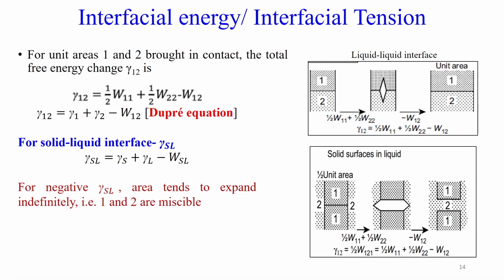So, if we say the surface energy of water is 72, it means the surface or interfacial energy of water with air is 72 millijoule per meter square. But here we are going to consider either the liquid interface or the solid-liquid interface. In the case of a liquid interface, particularly, it should be immiscible.